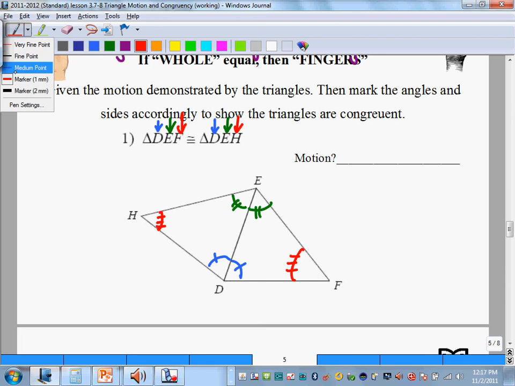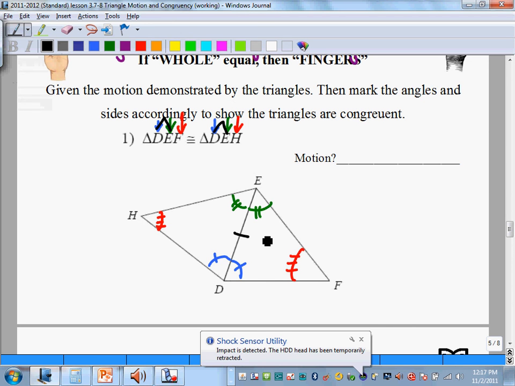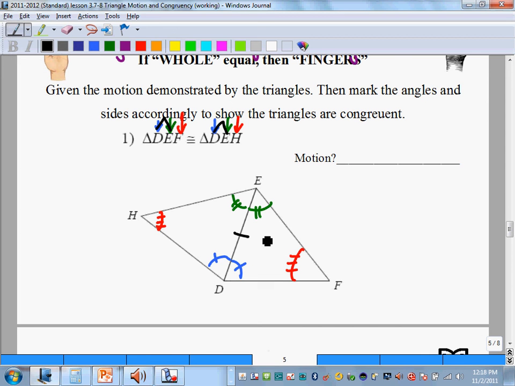To do your congruent sides, you're going to do eyebrow, eyebrow, smiley. So eyebrow, eyebrow. DE is congruent to DE. So one hatch mark there. Do your first eyebrow. Second eyebrow, E to F is congruent to E to H. That's your second eyebrow. Now, smiley, DF is congruent to DH.